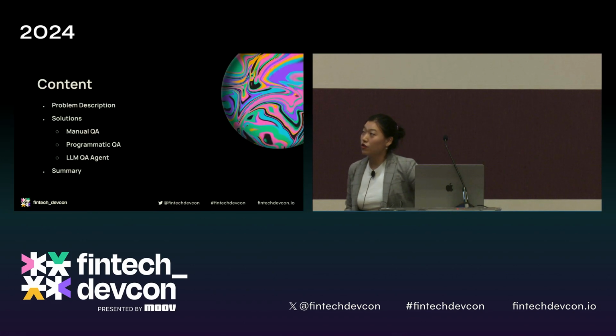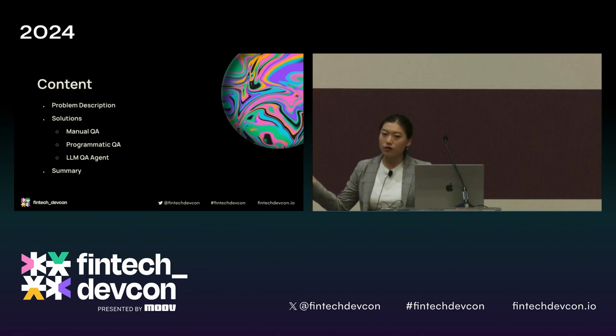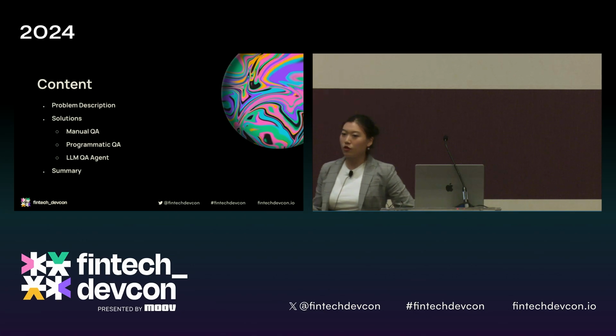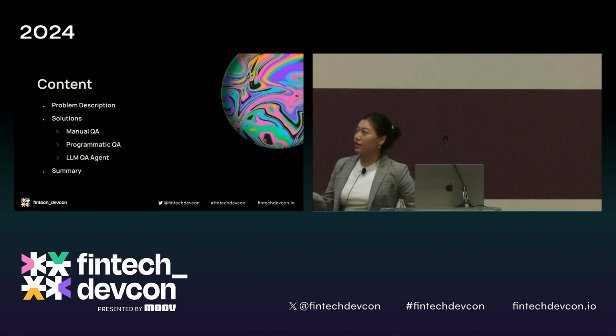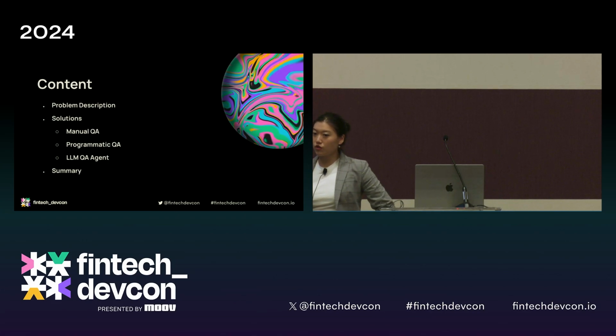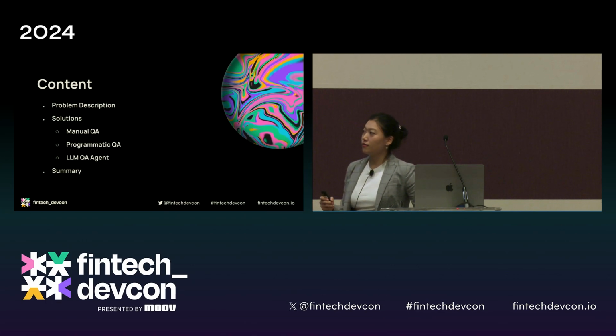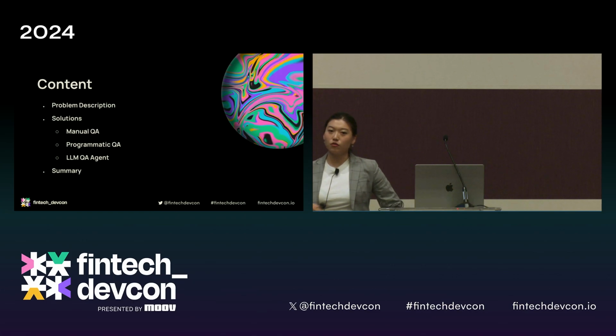First, I divided today's contents into 3 parts. In the first section, I'm going to describe the problem that we've seen in our product development. In the second section, I'm going to introduce 3 solutions that we've developed so far to solve this problem. And lastly, I'm going to summarize what we've learned so far.